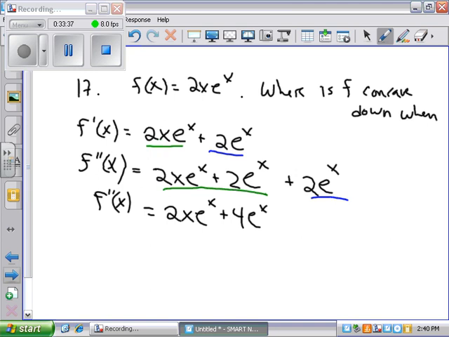And you want to know when this thing's positive or negative. You have to first find out when it could change sign. So it's when it's undefined, which is never, or when it's 0. So how are you going to find out when it's 0? Well, e to the x will never be 0. Take a positive base to an x, it will never be 0. But what you're saying is you factor it out. You have to factor it to find out when it's equal to 0.